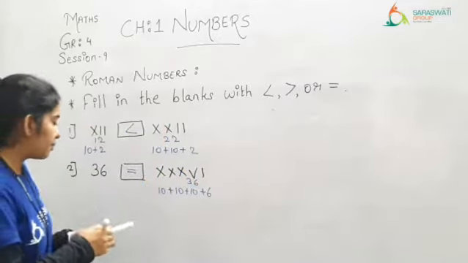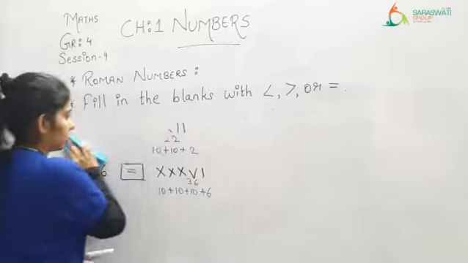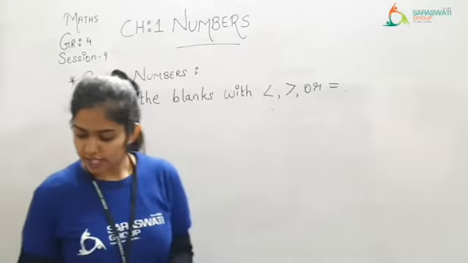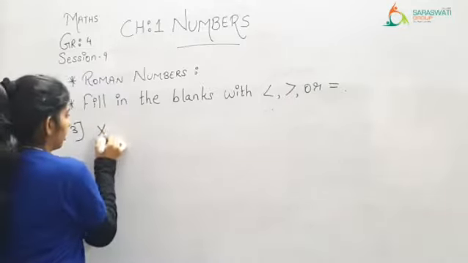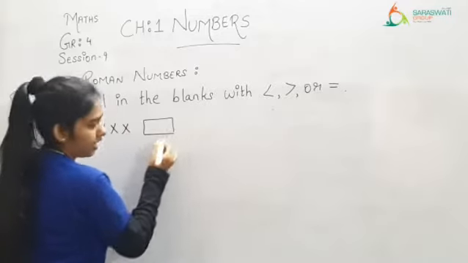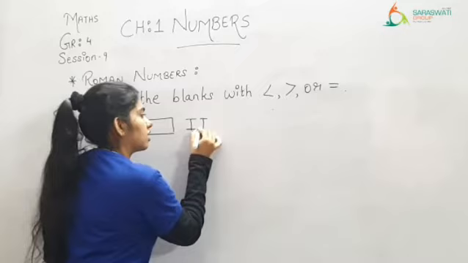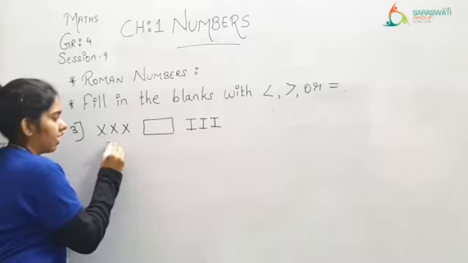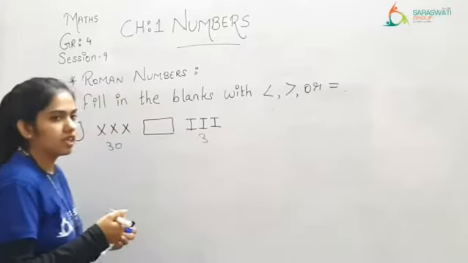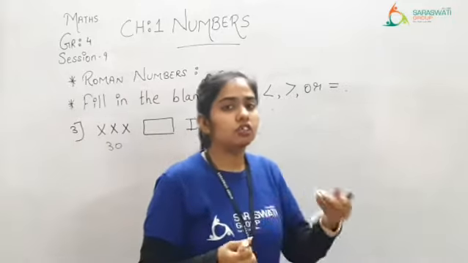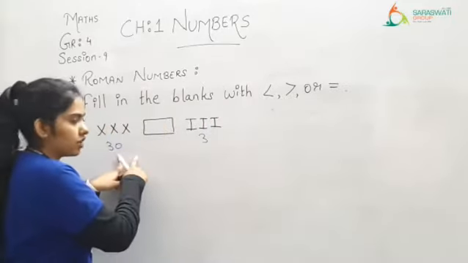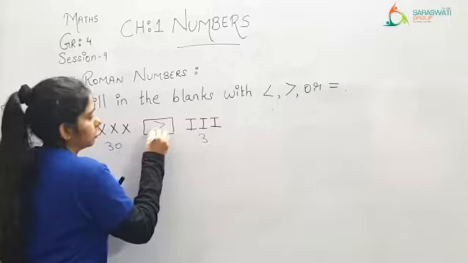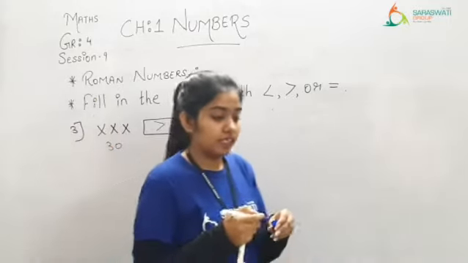Now let's see another example. Number 3. The next is triple X and then 3 times I. So 3 times X means 30 and 3 times I means 3. Now which value is greater, 30 or 3? Yes, this value is greater. So we are going to open our mouth on this side because this value is greater, right?